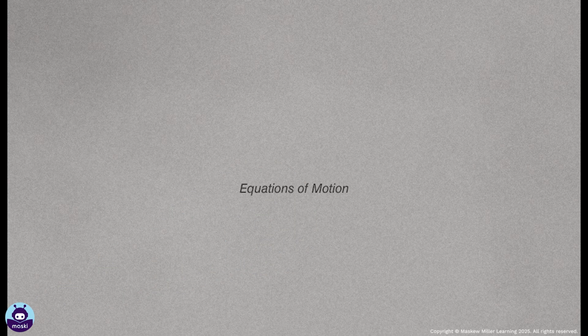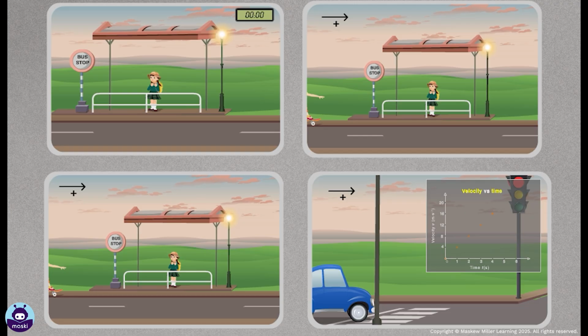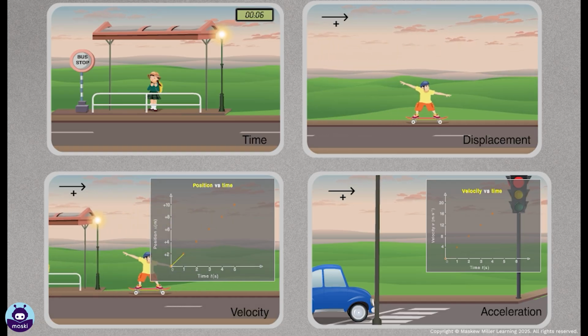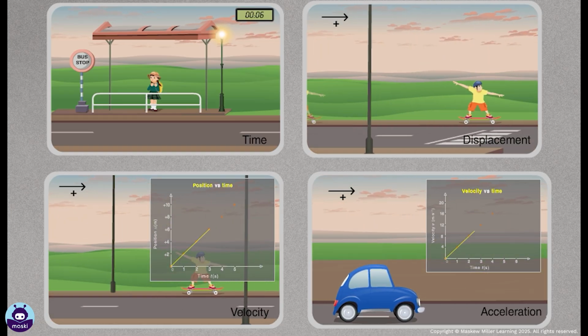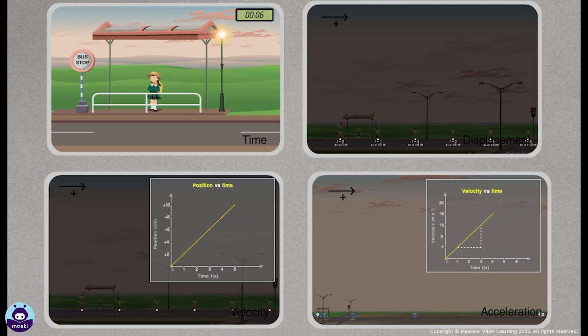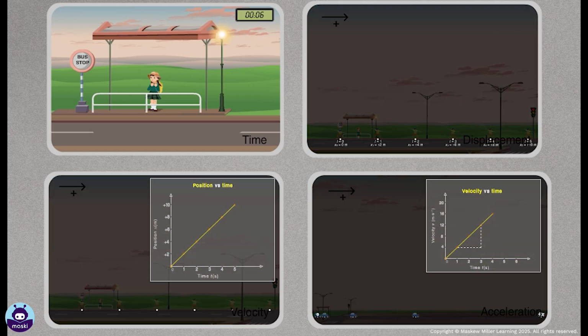Equations of motion. So far, we have learnt and used the quantities associated with motion of an object, such as time, displacement, velocity, and acceleration. We shall now derive equations known as the equations of motion, or kinematic equations. The derivation of the equations of motion is not examinable, but helps in developing a deeper understanding of the equation.